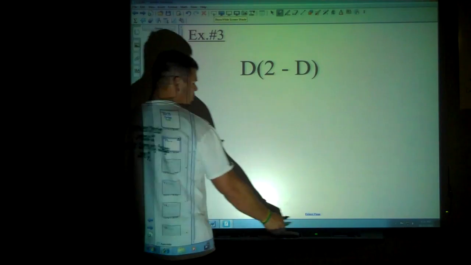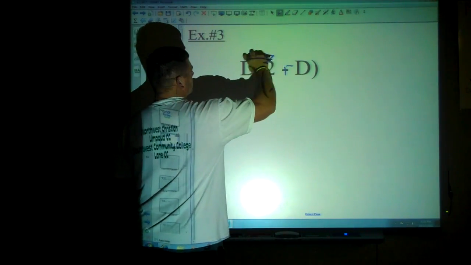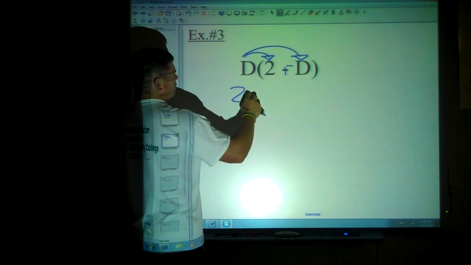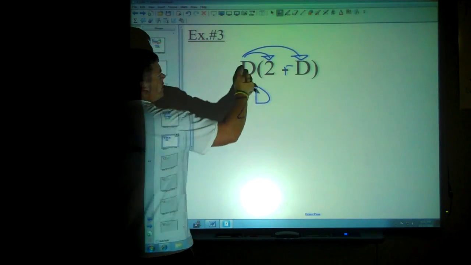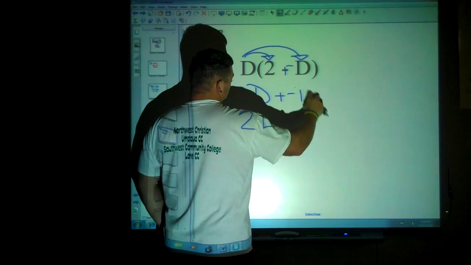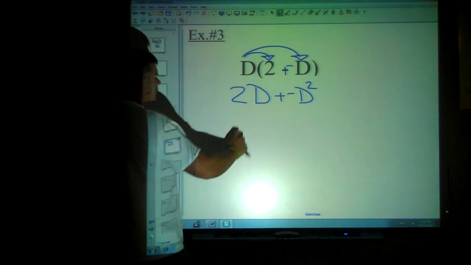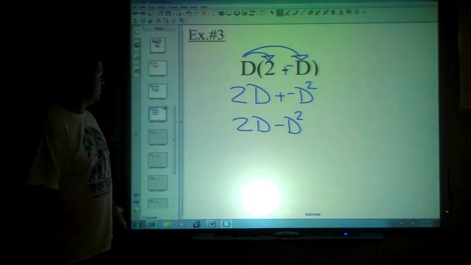d times the 2 minus the d. Change it to plus negative and then distribute it. So now you have d times 2. We always want to put the variable second and the number first. So that's 2 times d. And then d times d is going to give us negative d squared. Alright? If you left it 2d minus d squared, that would be the exact same thing. No different.